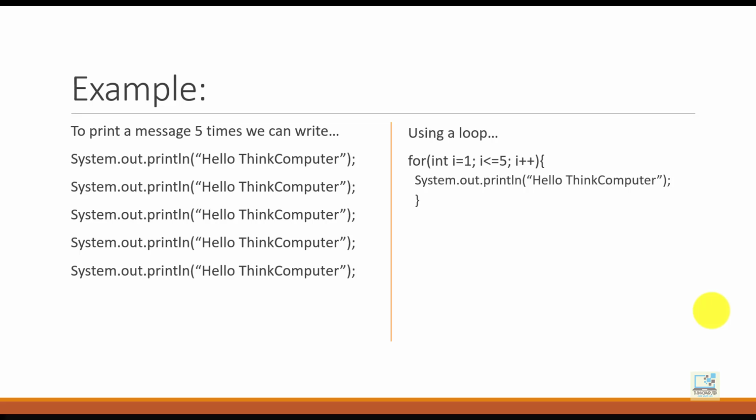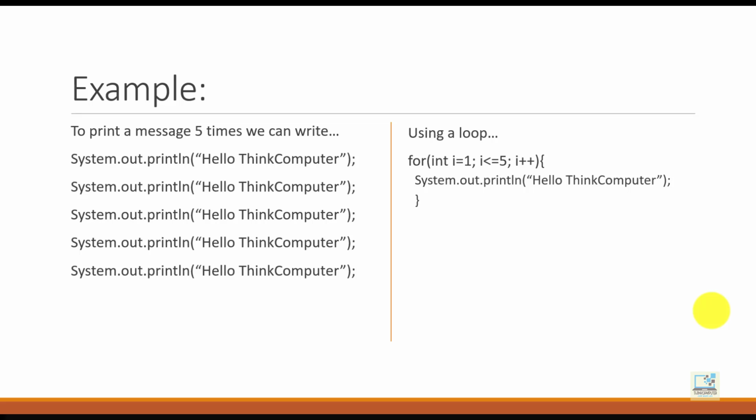I'll give you an example. Look at the left hand side. To print a message 5 times, we could have written print statements like this. Now imagine if I have to print this same message 50 times, then I will have to write it 50 times, right? But if you look at the right hand side, using a loop, this can be done in just 3 lines. That too, if you exclude the curly braces, just 2 lines.